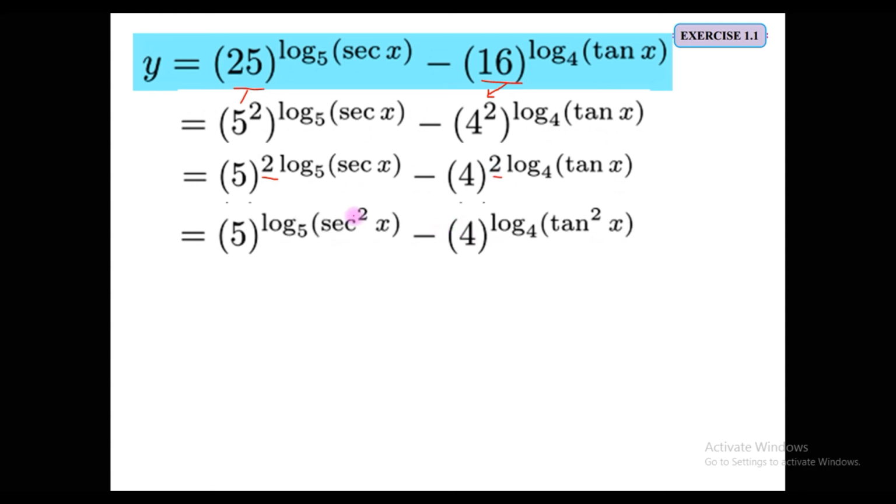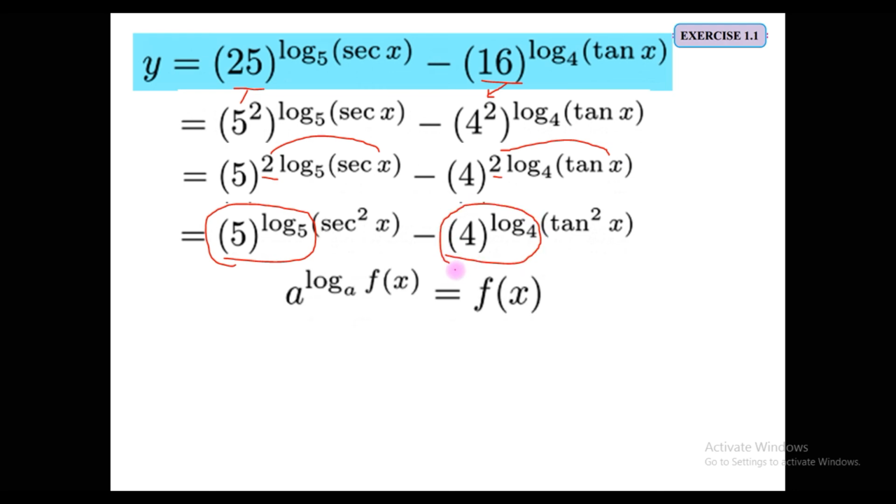Then after taking out the 2, I have shifted it over here. Even these 2 I have shifted over here. So it has become log of sec square x to the base 5 and 4 log of tan square x to the base 4. Now there is a certain rule for this part and this part.